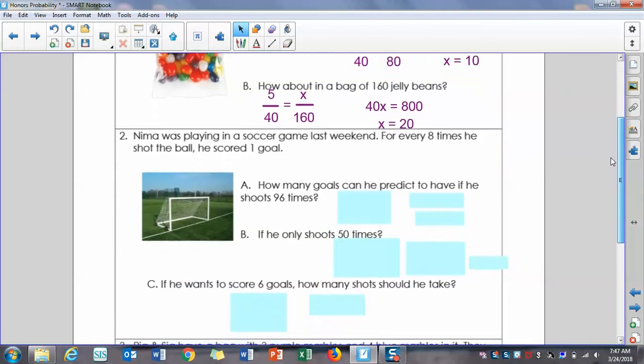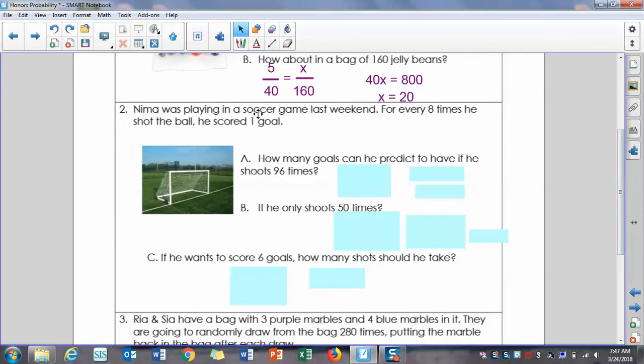Looking at example 2. Here, Nemo was playing in a soccer game last weekend. For every 8 times he shot the ball, he scored 1 goal. So his ratio here is 1 goal per every 8 shots. So we have 1 per 8. Keeping that ratio in mind, how many goals can he predict to have if he shot 96 times? So setting up that ratio of 1 to 8, set that equal to our unknown variable to 96. So 1 over 8 is equal to x over 96.